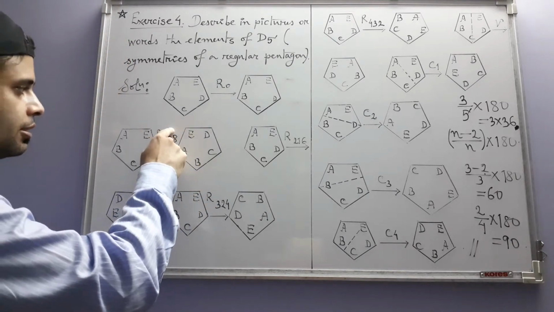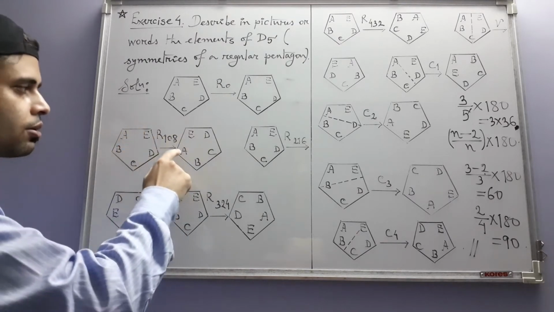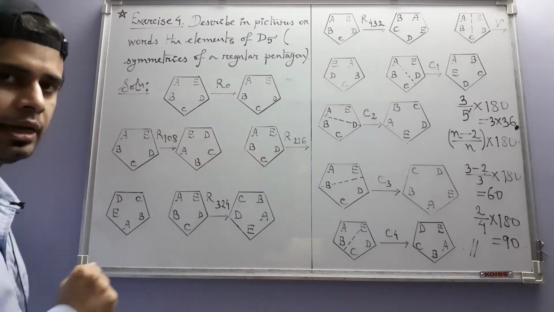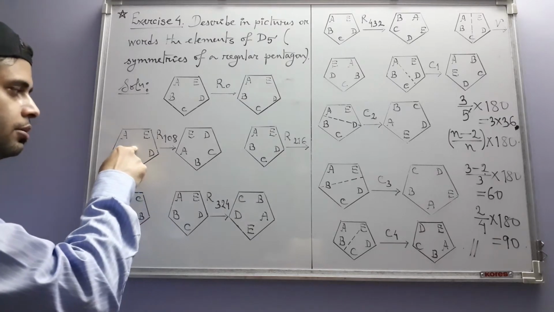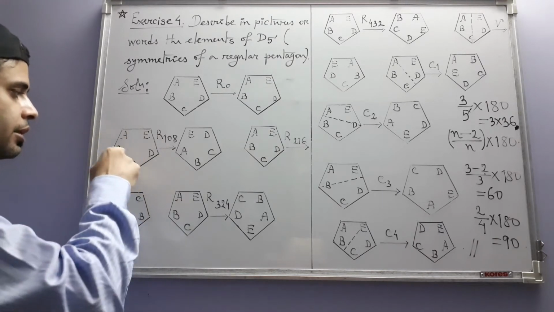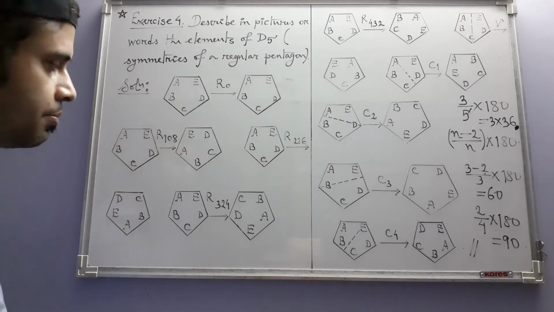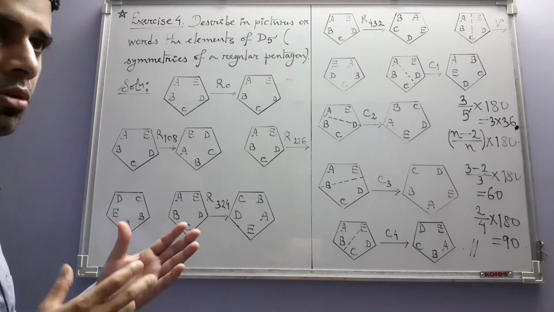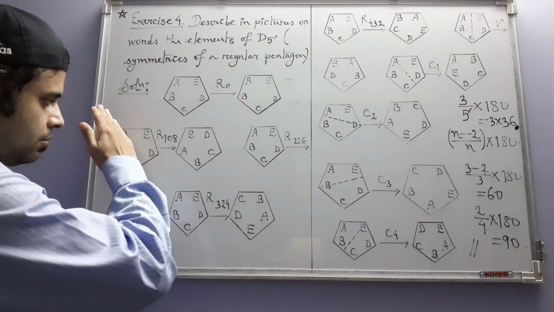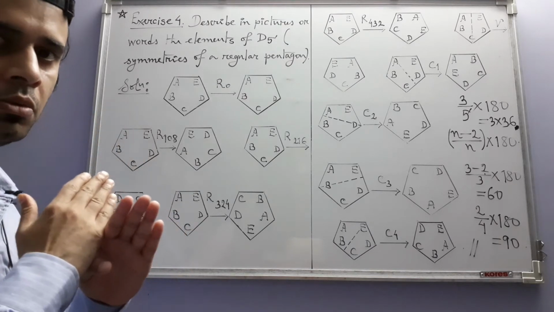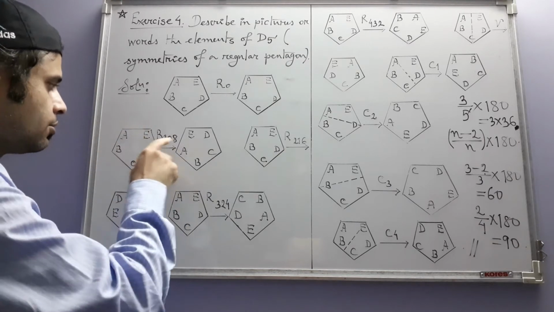Then the next symmetry is R108. It's a rotation in the counterclockwise direction through an angle 108 degree, and the center of rotation is this point, which is the point of intersection of all the perpendicular bisectors of the sides. Since the pentagon is regular, it can be proved using geometry that the perpendicular bisectors all pass through one point, and that point is the center of rotation.